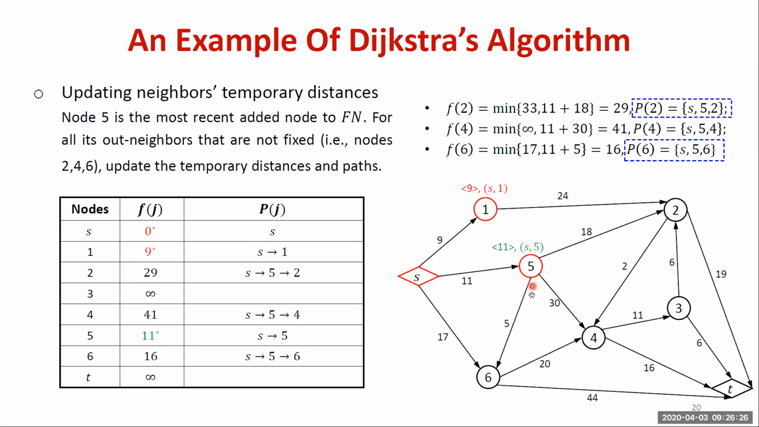In other words, what are the out neighbors of 5? Clearly, from 5, I can go to 2 and 4 and 6, right? So I need to update 2 and 4 and 6. Okay, have a look at the node 2.